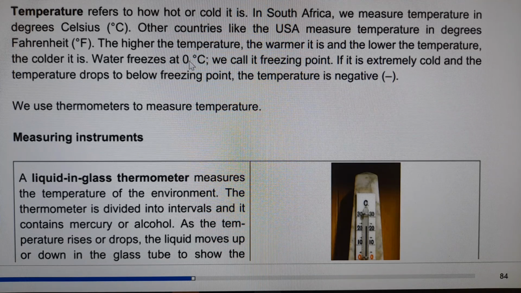Water freezes at 0 degrees Celsius. Please know this. We call it the freezing point. So 0 degrees Celsius is the freezing point. If it is extremely cold and the temperature drops below freezing point, the temperature becomes negative. Below freezing point, the temperature is negative.